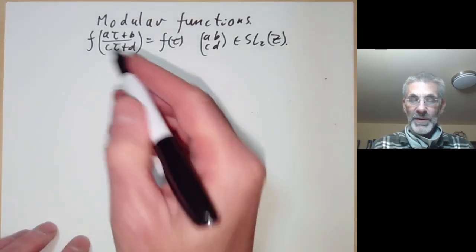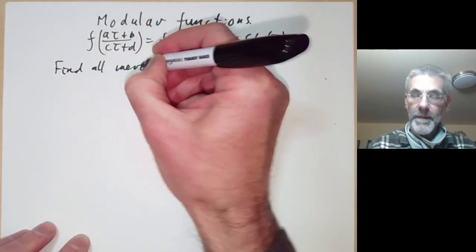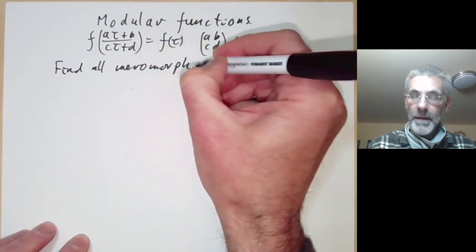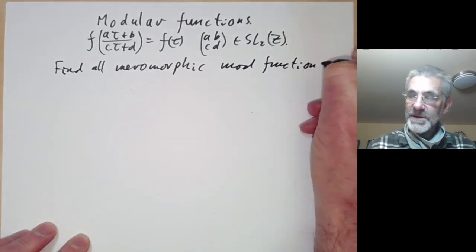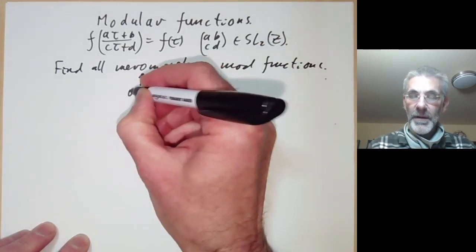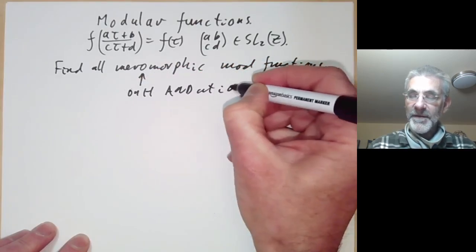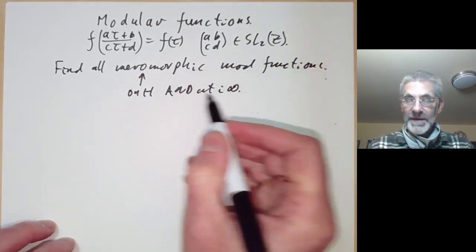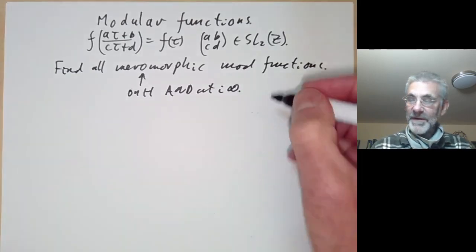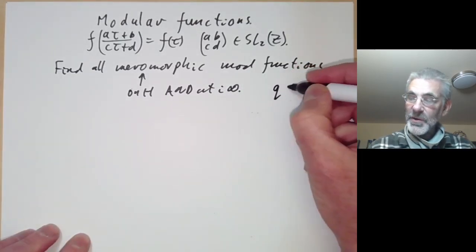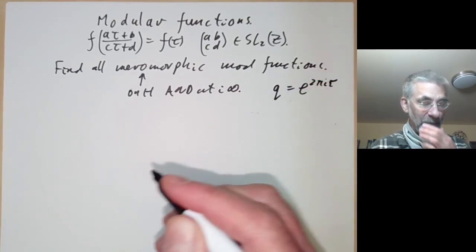And the problem we want to do is to find all meromorphic modular functions. So meromorphic means on the upper half plane and at i infinity. You remember it's meromorphic at i infinity if, as a function of q equals e to the 2 pi i tau, it is meromorphic at q equals 0.